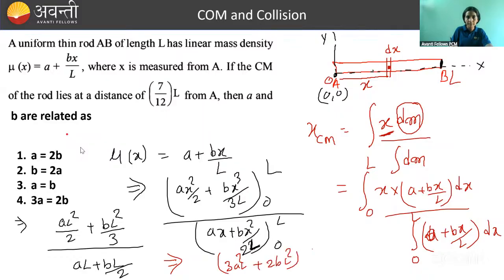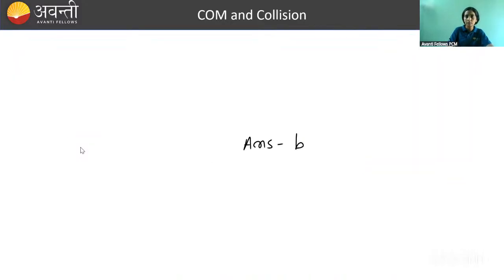2BL स्क्वायर divided by 6, sorry, divided by 6 and whole divided by 2AL plus BL. 2AL plus BL divided by 2. Solve it, you will get the answer. ठीक है? Yes. क्लियर है सबको? डन है.